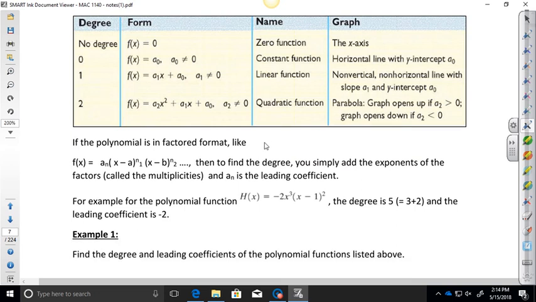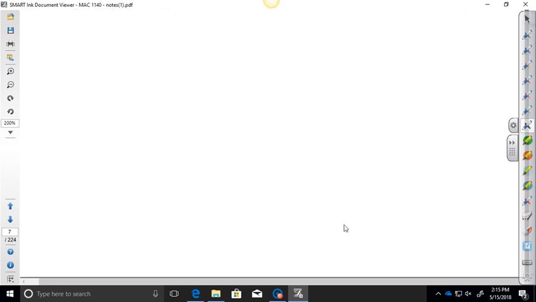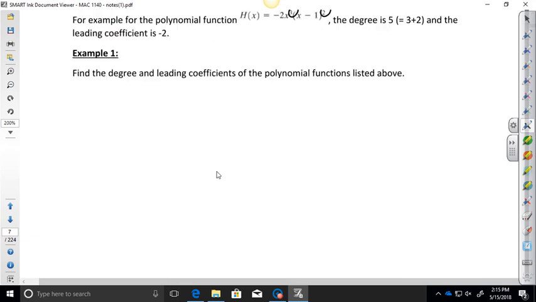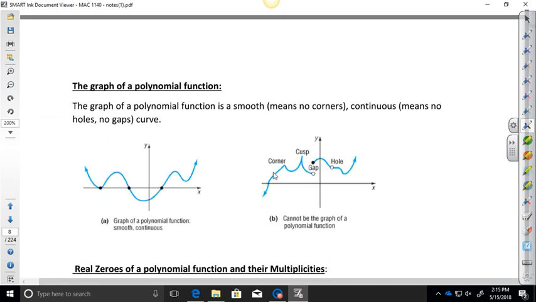And after that, cubic function, let's just call them polynomial functions. And if the polynomial function is in factored format, you simply add the exponents. So that's why we added 3 and 2, we got 5. We already did that example. We've got the degrees and leading coefficients of those polynomial functions.